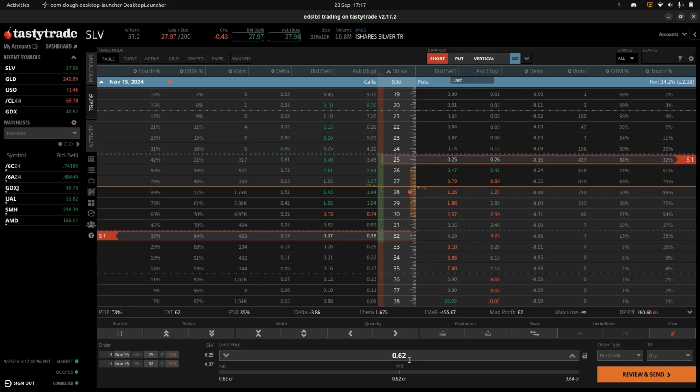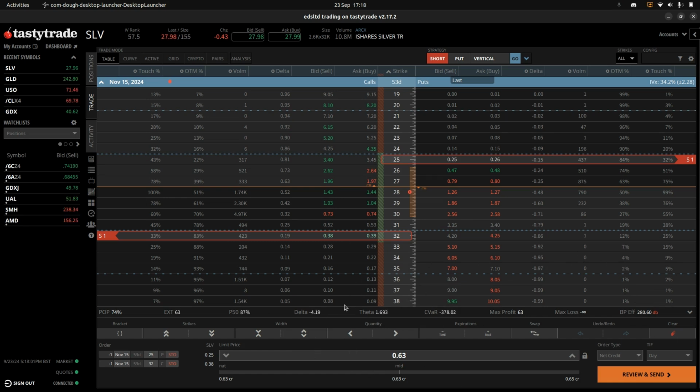So we can collect 62 cents up front. That's 100 shares per contract, so that's $62. We collect $62 up front. Our broker is going to require $280 in buying power to open this position. So this is not a bad return on capital, to be honest, for a naked position.